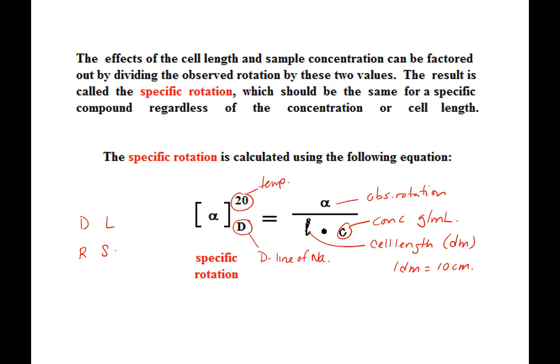So D and L is whether or not your specific rotation is negative or positive. If it's negative, it's levorotatory. If it's positive, it's D. It's dextrorotatory. So D and L is the physical property. That's how the molecule interacts with plane polarized light.